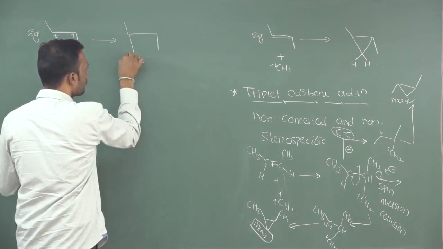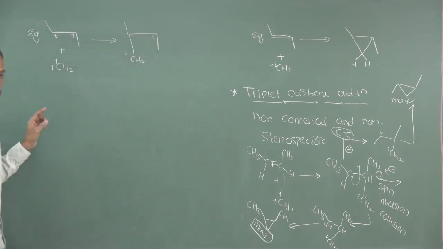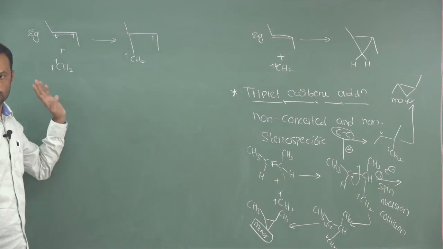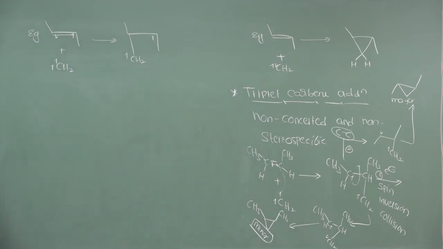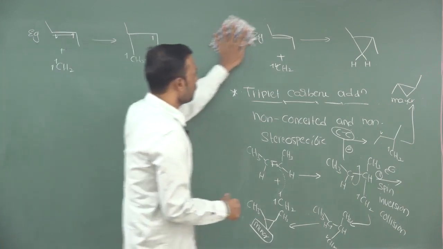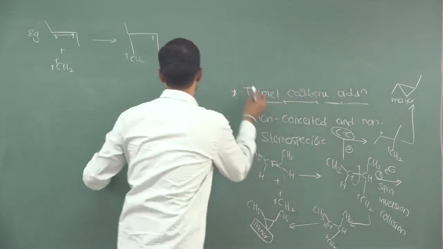Can I write like this? Clockwise, clockwise. Do these two electrons combine together? No, they won't combine. Why? Because of parallel spin. So now what happens, see, now two pathways you need to choose.